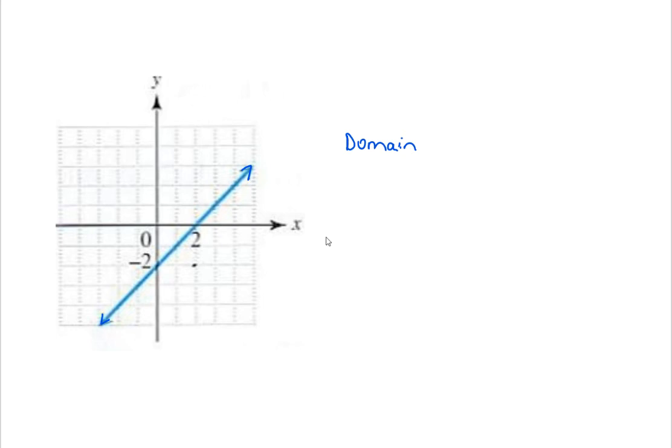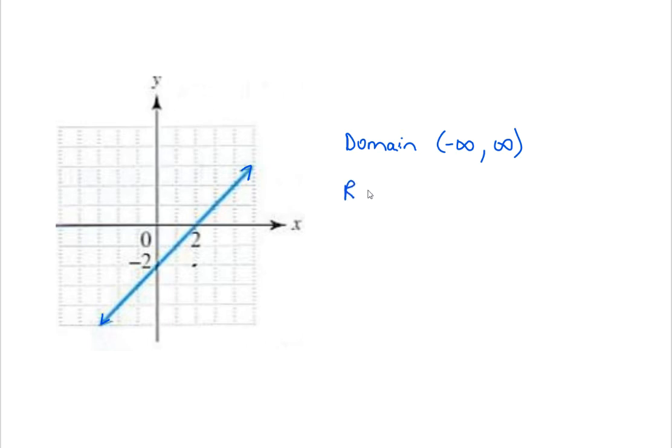If we're looking at our x-axis, how far does our line go to the left? Since there's an arrow, it's going to continue going to the left forever, which would be negative infinity. So our domain, which is our x values, starts at negative infinity. Then as we travel on our x-axis to the right, our line continues to go to the right towards positive infinity.